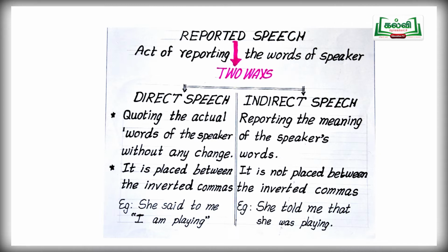Direct speech quotes the actual words of the speaker without any change. It is placed between inverted commas. Indirect speech reports the meaning of the speaker's words. It is not placed between inverted commas. See the example. She said to me, "I am playing." In indirect speech, it becomes, she told me that she was playing.